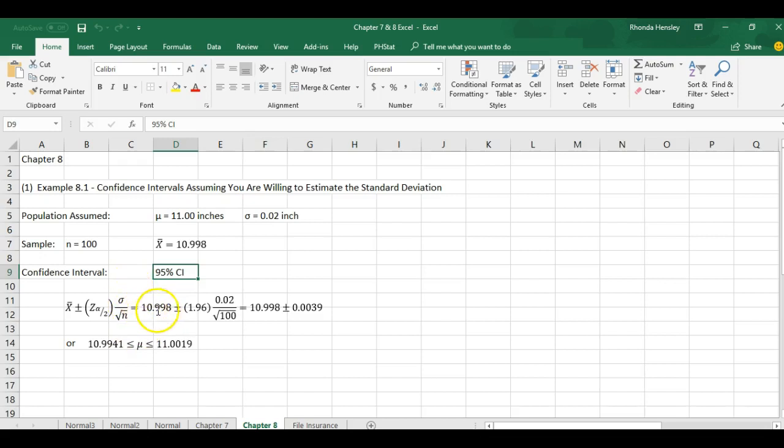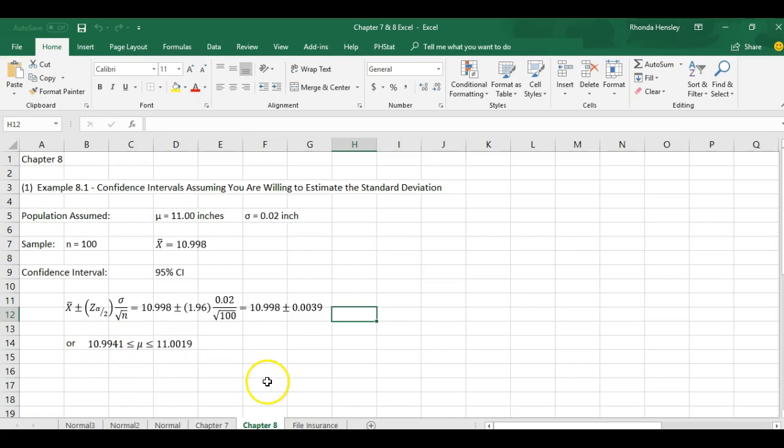So we've got our sample mean 10.998 plus or minus the z-score, 0.025, times my standard deviation, which I assume is 0.02, divided by the square root of the sample size, which was 100. So I end up with a confidence interval of 10.998 plus or minus 0.0039. Again, this 0.0039 on the end is my margin of error. You can also state it by subtracting the 0.0039 from the 10.998 to get a lower value and an upper value.